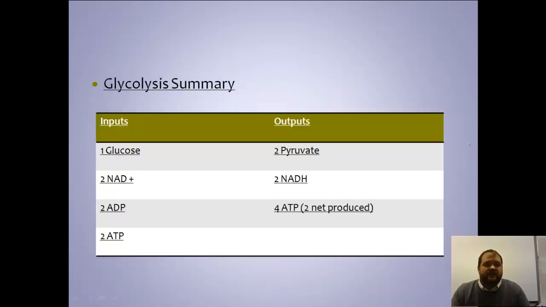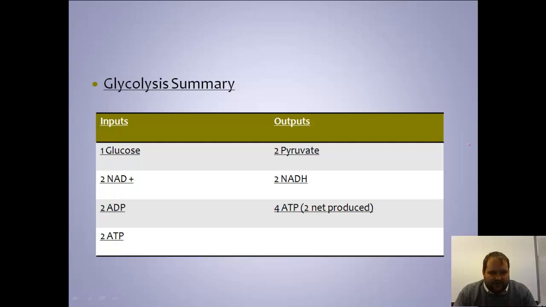I wanted to put up a chart for each of these so that you know what goes in and what comes out, the inputs and outputs of each of these processes. I created a chart for you. In this chart, I wanted to give you the inputs and outputs of this process, so what goes in and what comes out of each stage of cellular respiration.